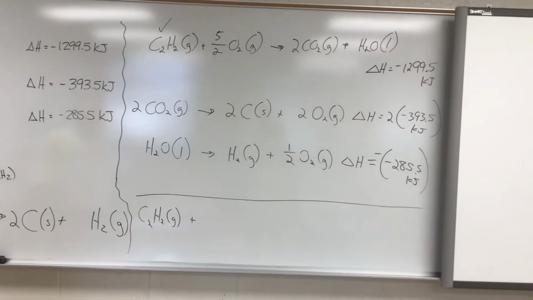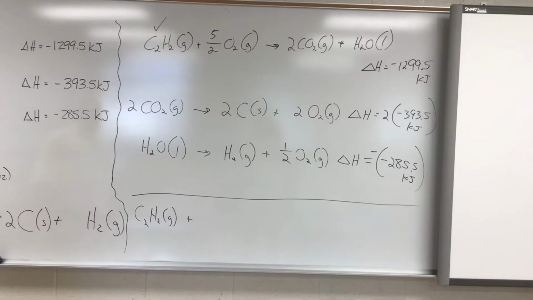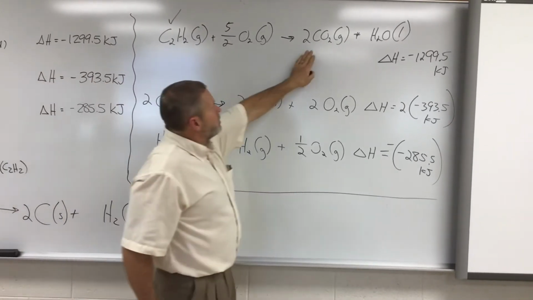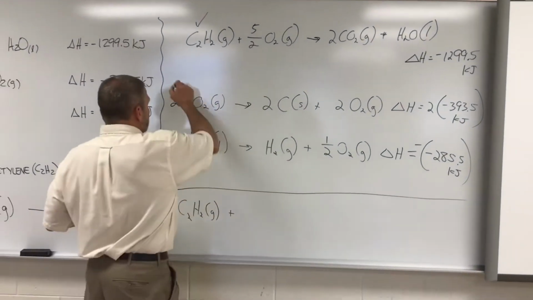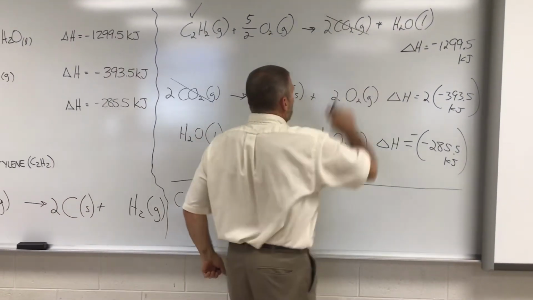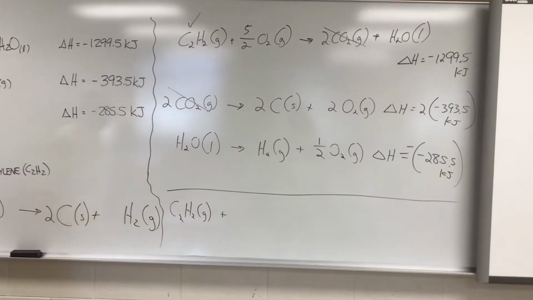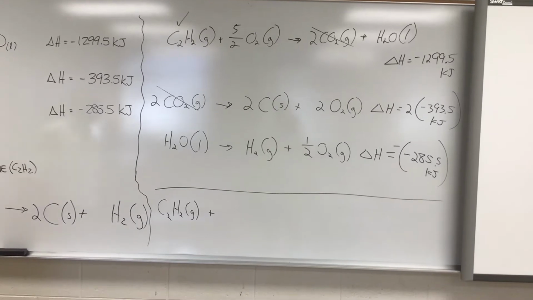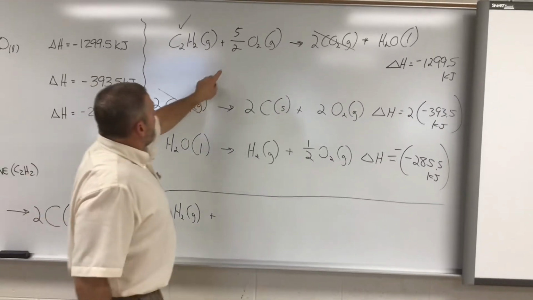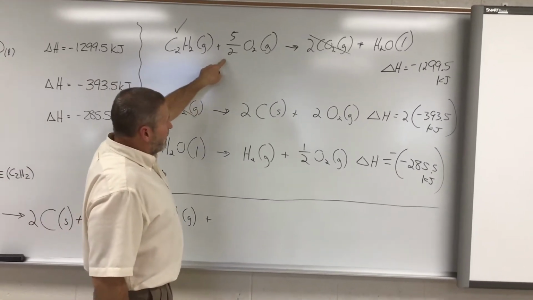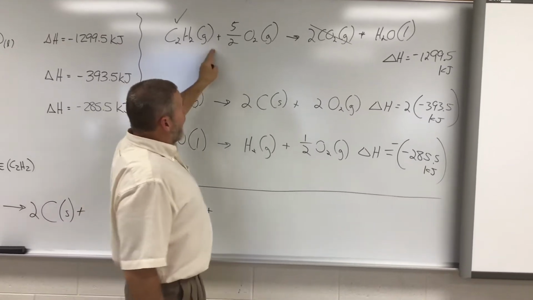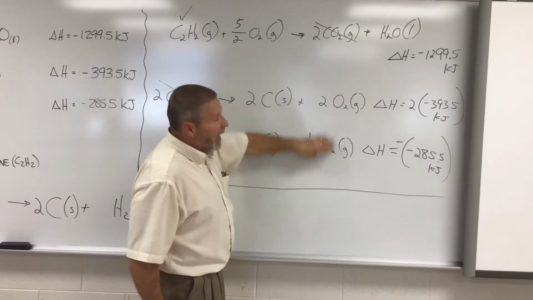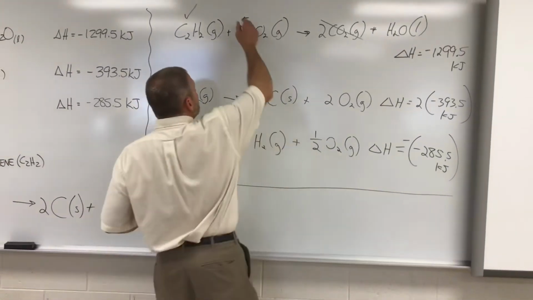Now, can we cancel stuff out? Let's see. Well, look at this. I've got 2 CO2s on the left. I've got 2 CO2s on the right. So I can drop that out. I know I don't want oxygen in my final equation. I'm hoping that cancels out. So I've got 2.5 O2s here, and on the right over here, I have 2 and then a half. So the oxygen's all going to cancel, 2.5 on each side.